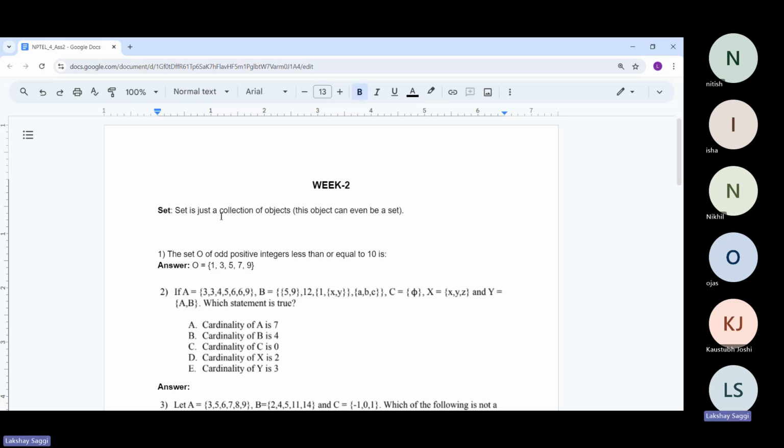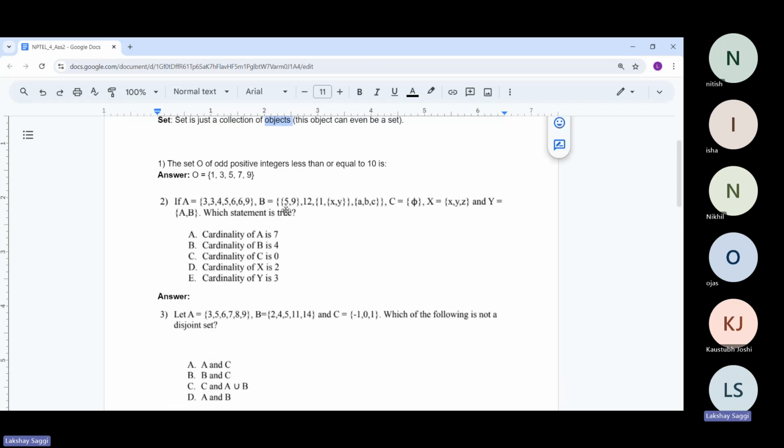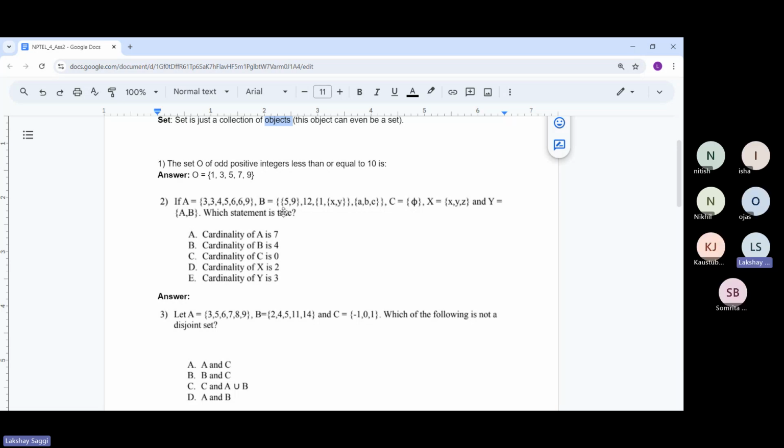So what this says is that a set can also contain another set as its element. Here in the second question, sets are denoted using these curly braces. So this 5 comma 9 is one set, so it is one element of the set B. And then the number 12 is also an element of B. Then this set 1 comma the set X comma Y is also an element of set B.